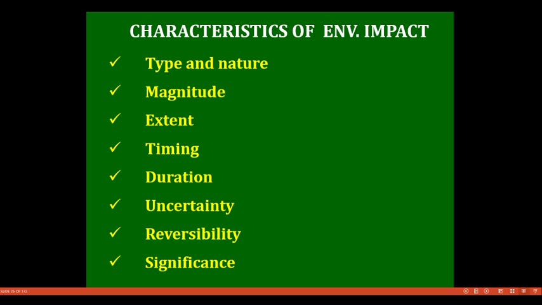So these are the characteristics of environmental impact. So far we have seen the definition of environmental impacts, the goals of environmental impacts, and then the characteristics of environmental impacts. We use these technical terms in different ways to make an environmental impact assessment report.